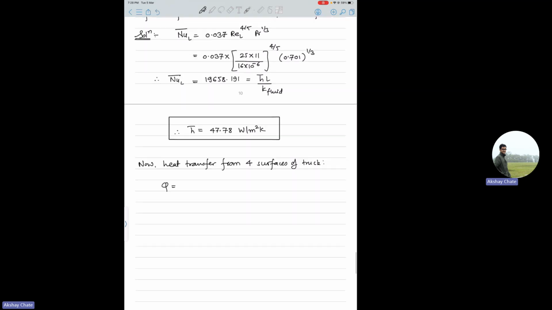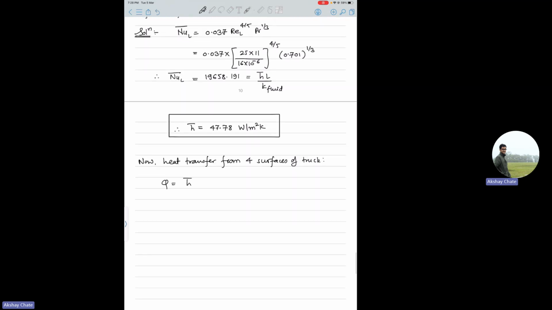Okay, and now heat transfer from 4 surfaces of the truck is nothing but total heat transfer equals the average heat transfer coefficient from each surface, times the total area of heat transfer, times delta T.